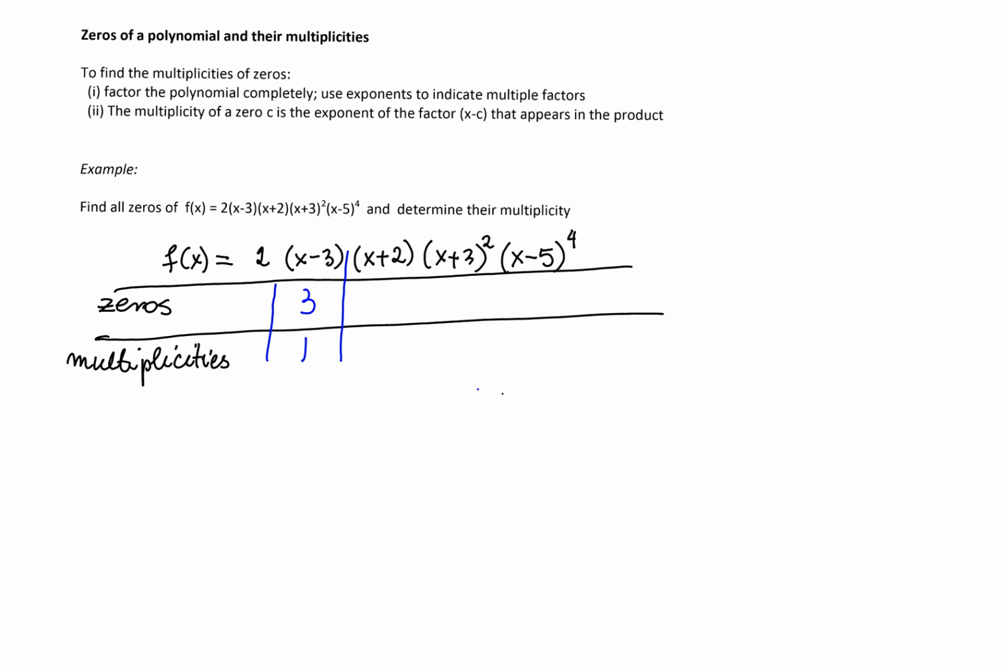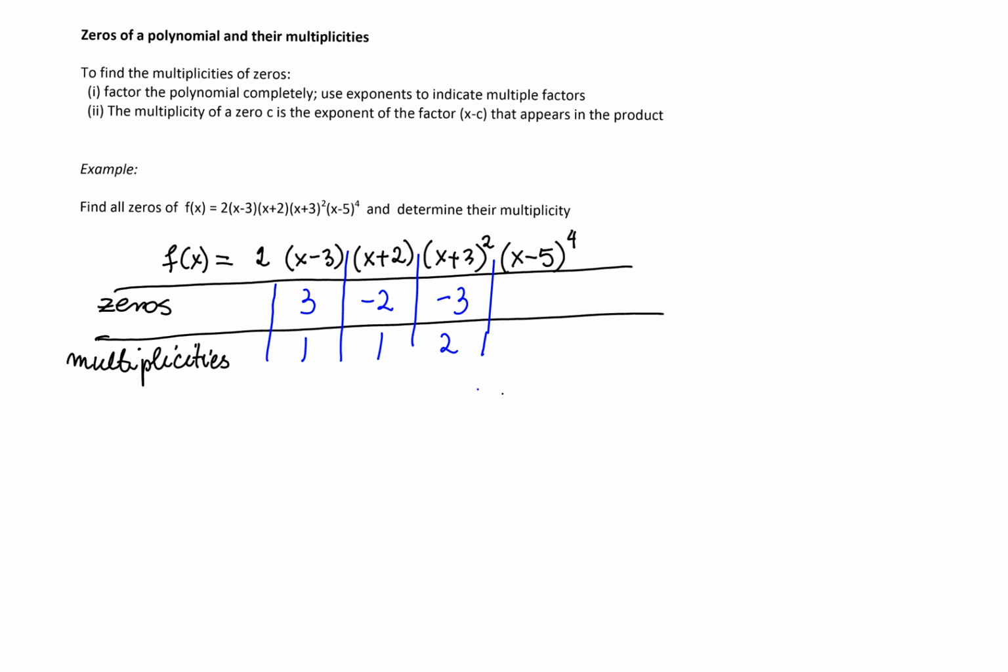The next factor is x plus 2. So the zero is negative 2 and this factor appears just once, so the multiplicity is 1. The next factor is x plus 3 squared. This factor gives me zero, negative 3, and its multiplicity is 2 because the exponent of that factor is 2.